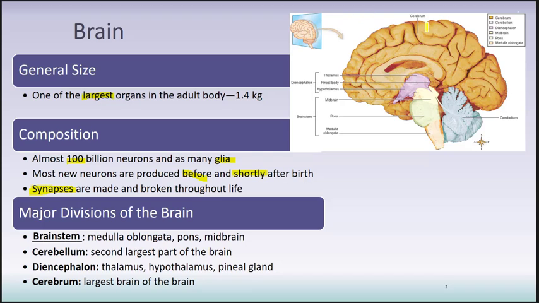So let's have a look at the image here. We have the cerebrum, the largest part of the brain through here. We have the diencephalon, taking up this structure here more internally. We have the brainstem, which consists of the midbrain, the pons, and the medulla oblongata, and then the cerebellum, the second largest part of the brain. And so those 6 major divisions would be the medulla, the pons, the midbrain, the cerebellum, the diencephalon, and the cerebrum.